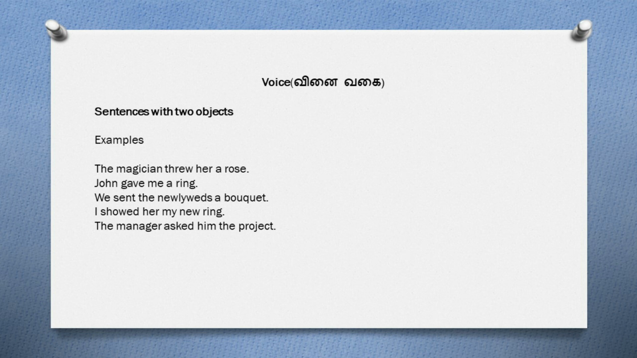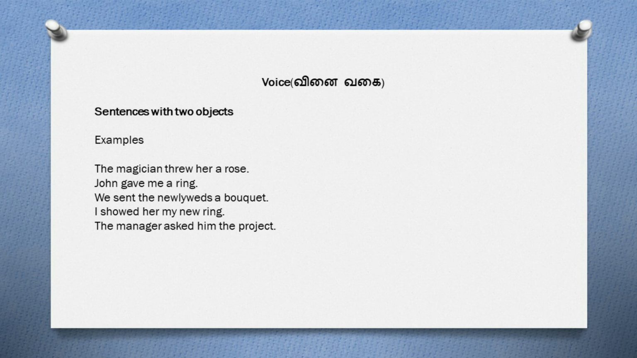The magician threw her a rose. In the sentence, the magician is the subject, threw is the verb, and when you ask the question what, a rose is the answer. The magician threw what? So in the sentence a rose is the direct object, and on asking the question to whom, the answer will be her. The magician threw a rose to whom? So in the sentence, her is the indirect object.